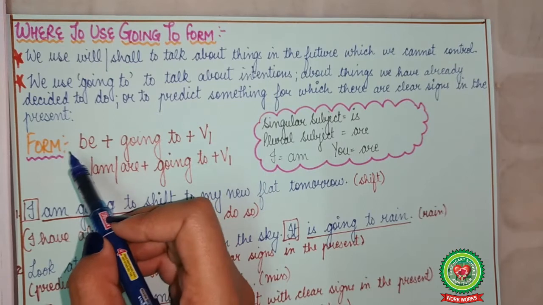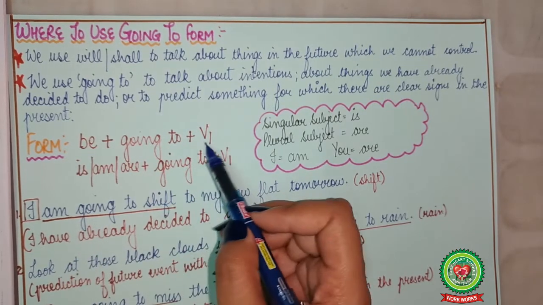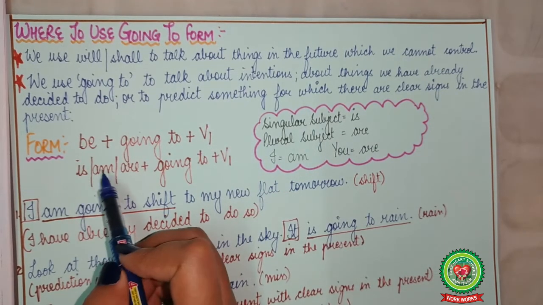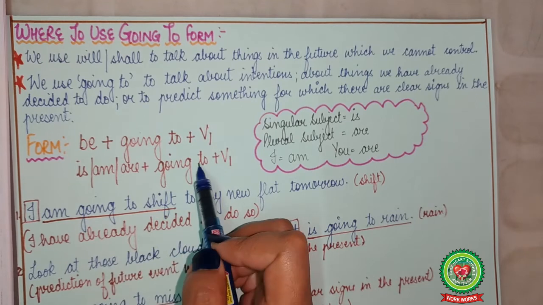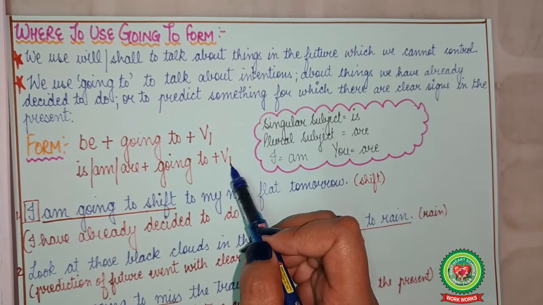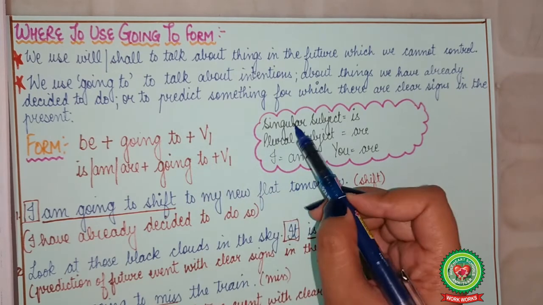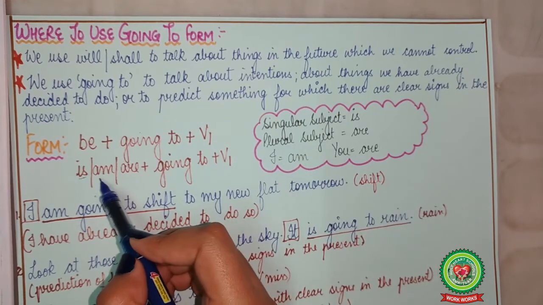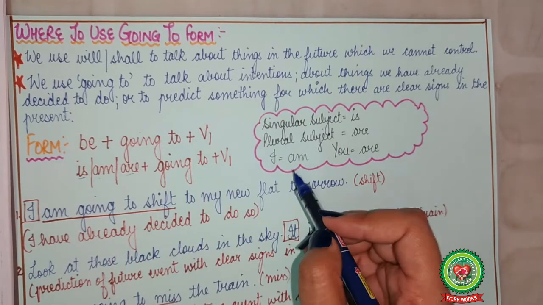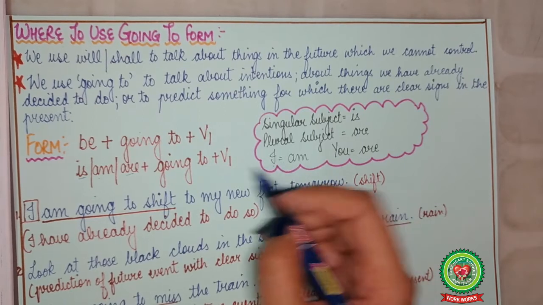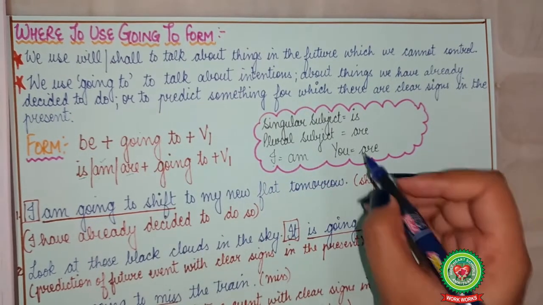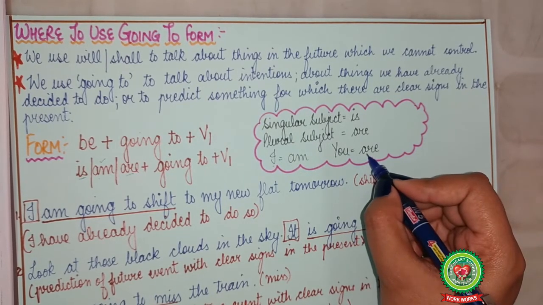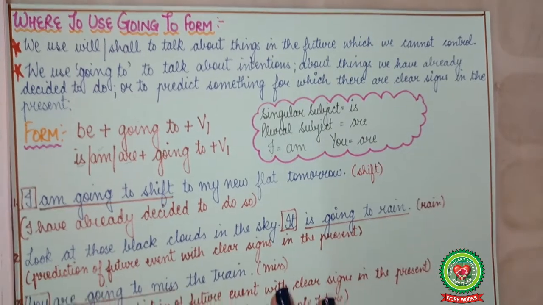Now let us see the rule. The rule is subject plus be plus going to plus present form of verb, or you can say subject plus is, am, are plus going to plus present form of verb. Now always remember, with singular subject we always use is, with the plural subject we always use are. Here is an exception, with I we always use am, and you, though it is used for one person, we always use are. Now let us see few examples.